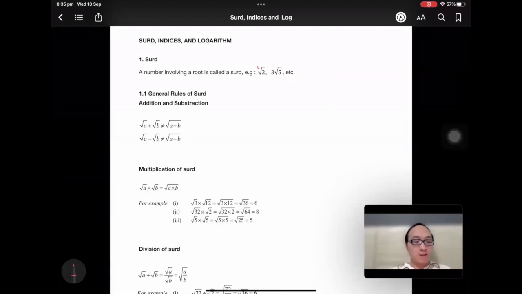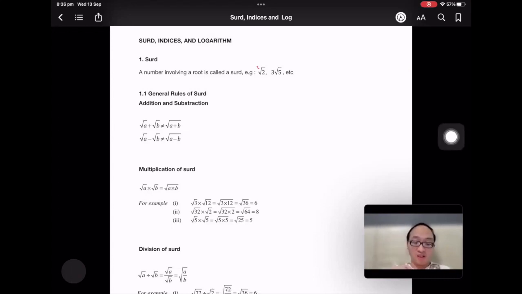In this topic we will discuss surds, indices and logarithms. We will see them one by one. The first one will be the surd. What is the surd form? The surd form is a number involving a root. It can be the square root, it can be the cube root, and so on. So all numbers that include a root are called surd form.